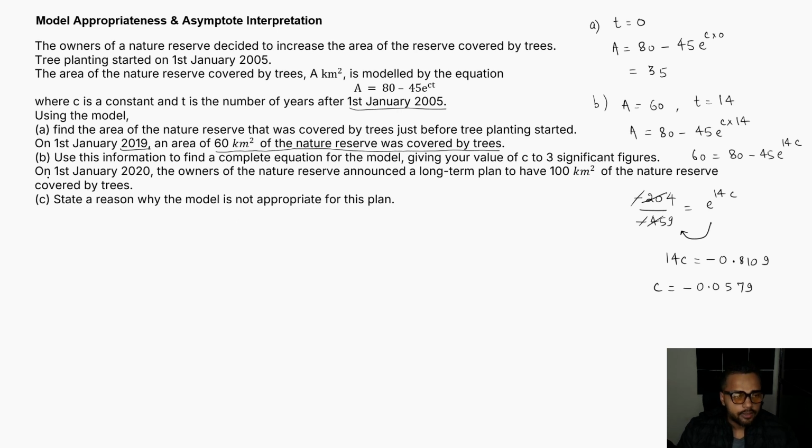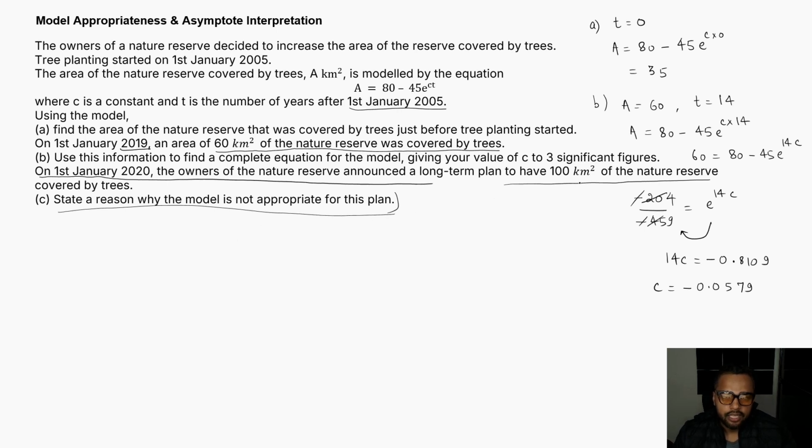Now coming to the third part, they have told that on 1st January 2020, the owners of the nature reserve announced a long-term plan to have 100 square kilometers of the nature reserve covered by trees. State a reason why the model is not appropriate for this plan. If I see the model, that is A equals 80 minus 45 e raised to the power ct. This was our model equation.